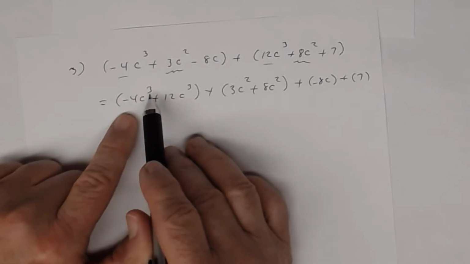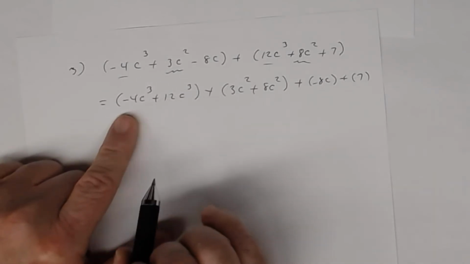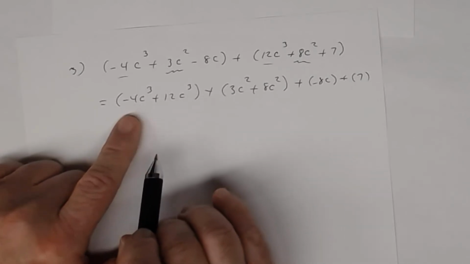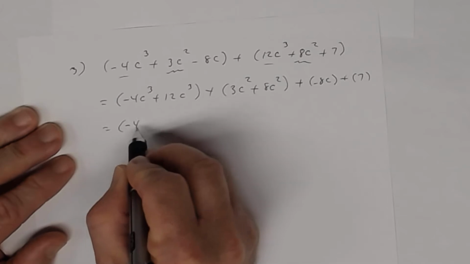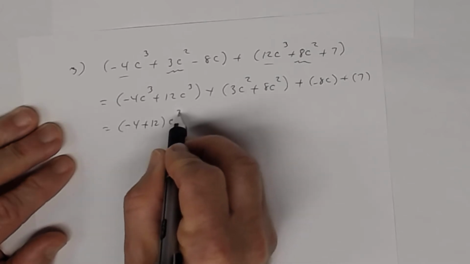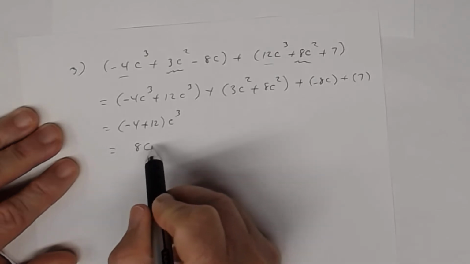What's a negative 4c cubed and a positive 12c cubed? So a negative 4 plus 12. So you're thinking about the distributive property. That's what you're thinking about. So you're thinking about writing this as negative 4 plus 12 times c cubed. So it's negative 4 plus 12. So the answer is 8c cubed, right?